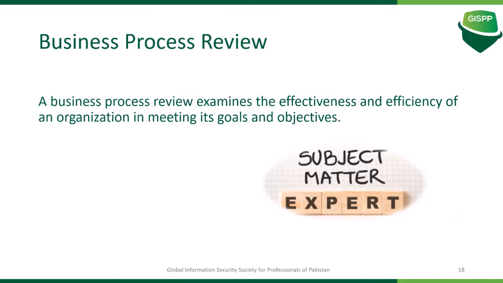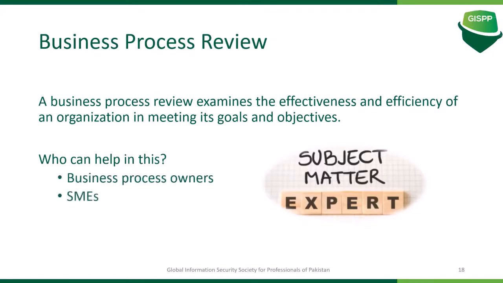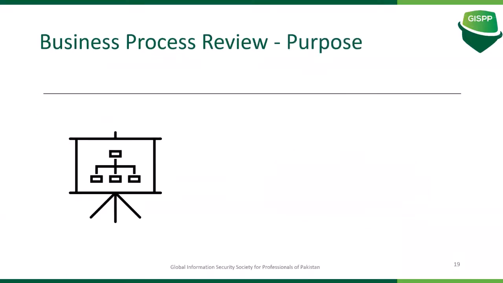If you see, for example, I'll read from the slide: a business process review examines the effectiveness and efficiency of an organization meeting its goals. Who does it? Keep in mind, when we are reviewing the business process, you must involve the experts, the business owners, the subject matter experts. It's not that you just read one document and then go and discuss with them. No, we need to involve business owners, because they are assigned as owners, like a technical owner, a risk owner, a control owner. So the business process owner must be involved in those meetings.